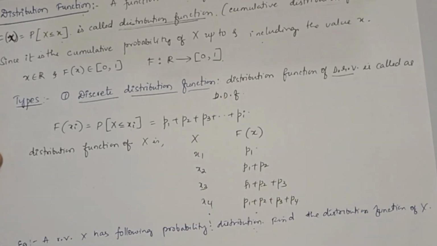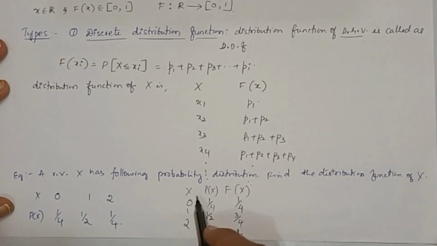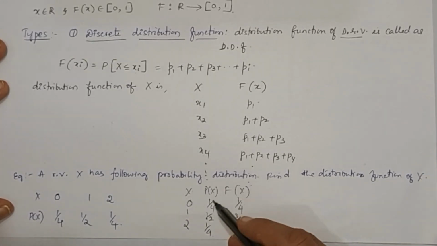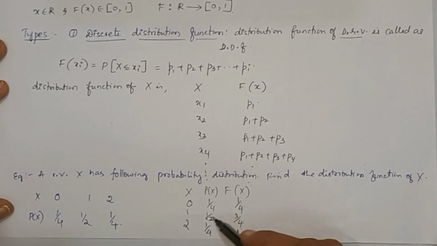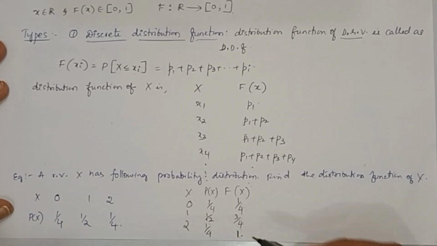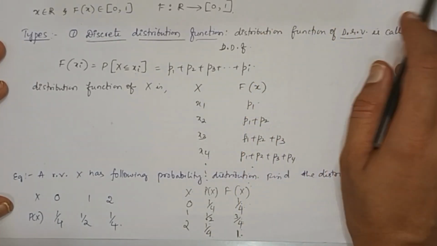See, for example, find the distribution function for this discrete random variable. First you write x as 0, 1, 2, and its probabilities 1 by 4, 1 by 2, 1 by 4. Now the distribution function: first value 1 by 4, then add 1 by 2 to this 1 by 4, then you will get 3 by 4, then add 1 by 4 to the 3 by 4, that is equal to 1. Same as the cumulative frequencies. That's why the name cumulative distribution function.